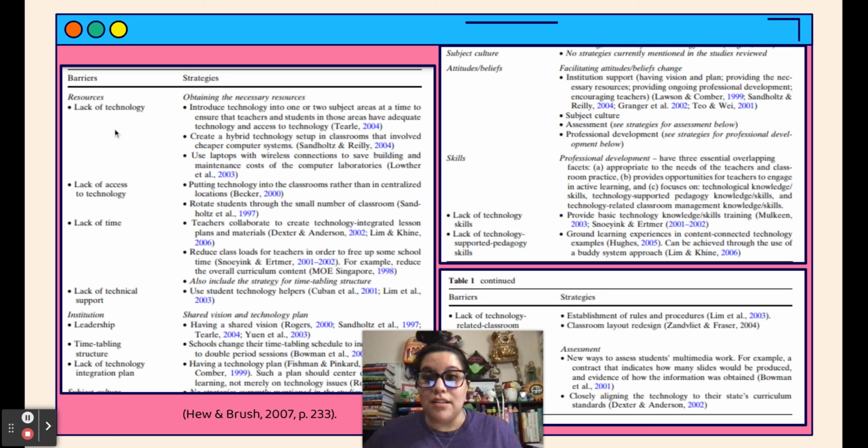So you can see for a lack of technology, introducing one or two per subject area. For a lack of time, teachers collaborating. For skills, professional development. So for each of these barriers, there are strategies to help eliminate those barriers. I thought this was really important to include because if we're going to talk about problems, then we also need to be solution oriented.